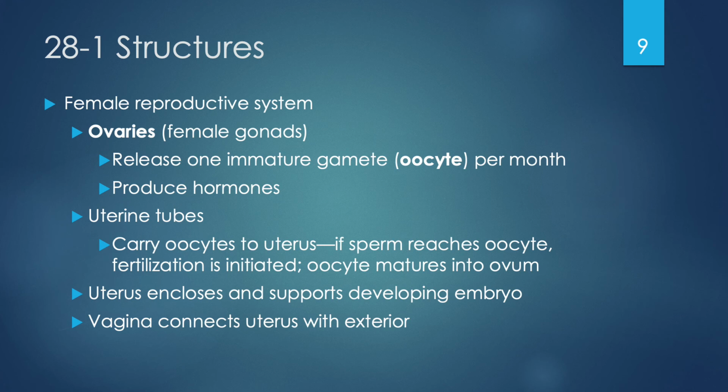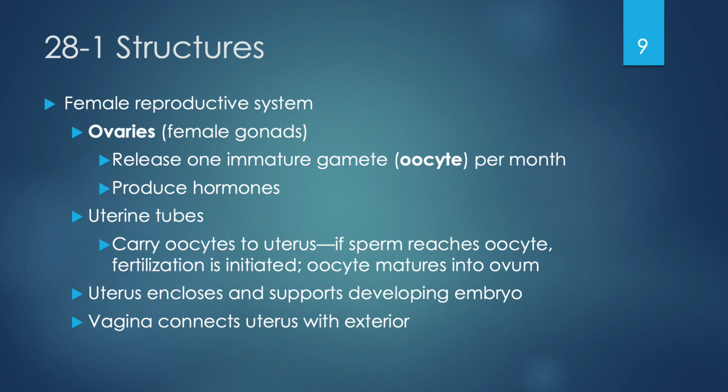Once that gamete is released, it will be maintained by hormones that are also produced by the ovaries. But the ovaries produce hormones that don't just maintain a gamete. They have far-reaching effects throughout the entire female body. The uterine tubes are responsible for carrying that oocyte from the ovary to the uterus. And if the sperm is able to reach the oocyte, then we'll have fertilization. And at that point, the oocyte matures into a full ovum.